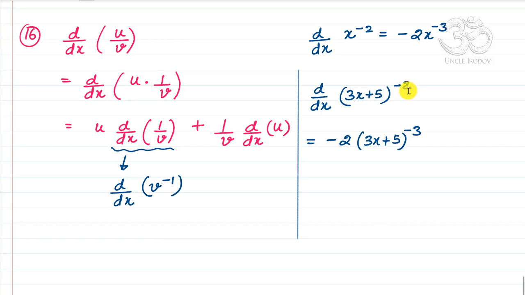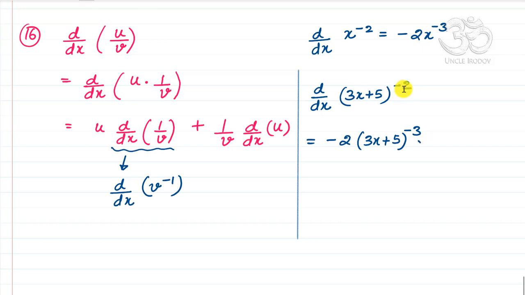So here the function is in two levels. The outside one is something raised to the power minus 2. And that something itself is 3x plus 5. Right, so how do we deal with it? We will deal with it in an outside to inside fashion, and we'll keep on going inside. And every progressive derivative will be multiplied. So the outermost one is something raised to the power minus 2. It gives you minus 2 times that something raised to the power minus 3. So we have dealt with the outside function.